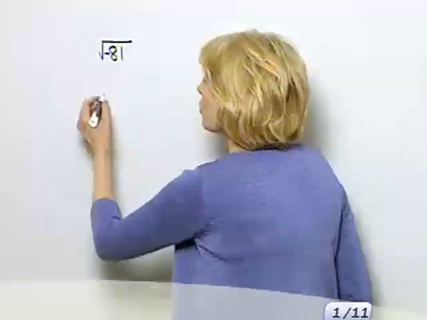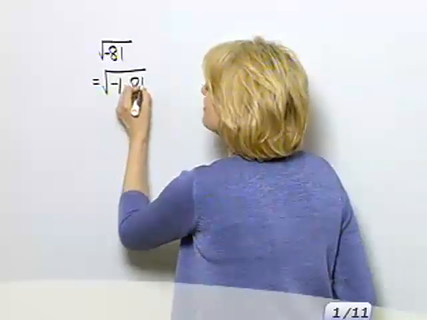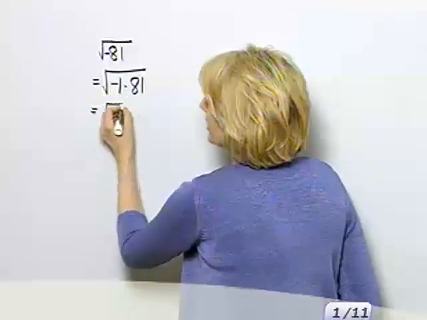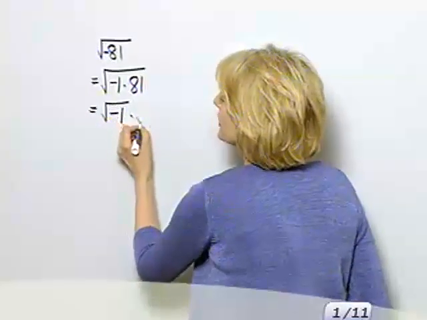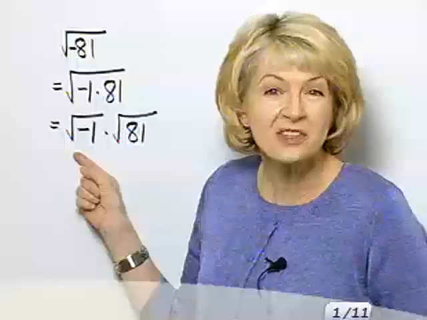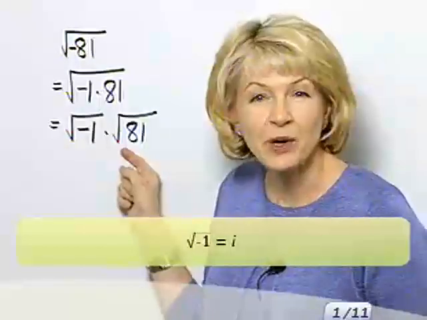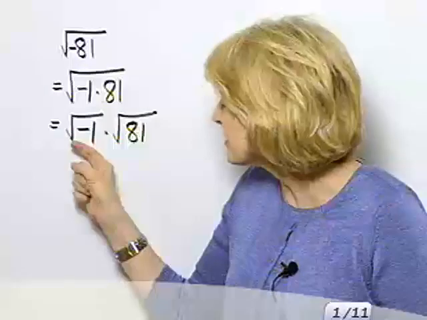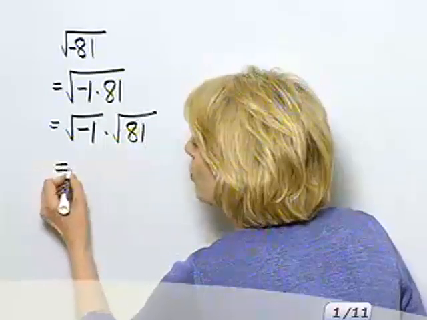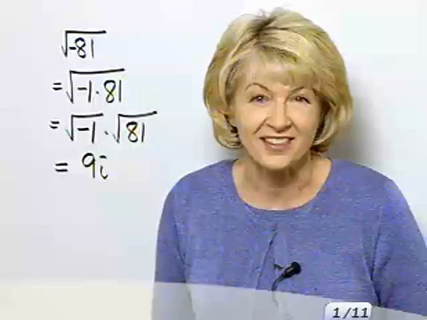So let's see how we can simplify an expression such as the square root of negative 81. Well, do you agree this is the square root of negative 1 times 81? And then I can write this as the square root of negative 1 times the square root of 81. What is, by definition, the square root of negative 1? It is i. And what is the square root of 81? It is 9. So this is i times 9, or 9i. There, I've simplified that expression.